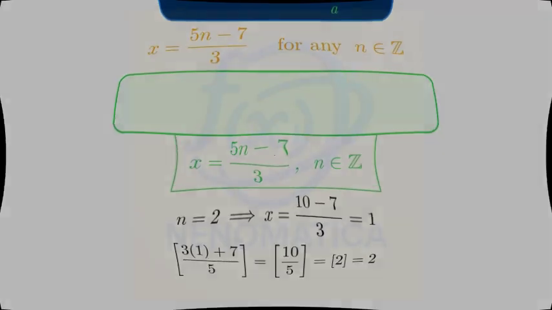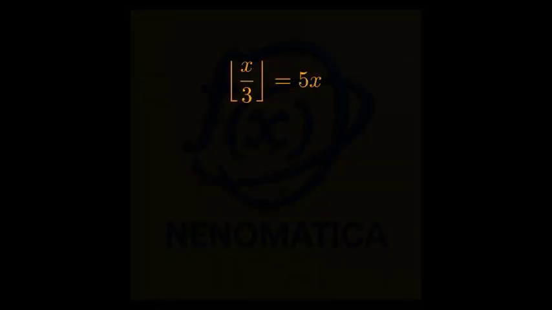Our form is consistent. In this lesson, we will solve a floor function equation step by step. The equation is the floor of x over 3 equals 5x. We will visualize it and use a simple algorithm to find all solutions.